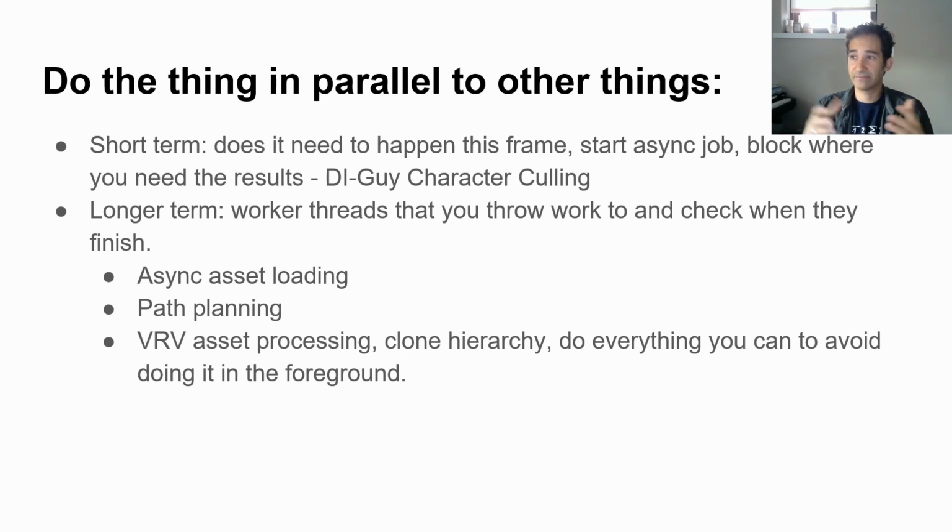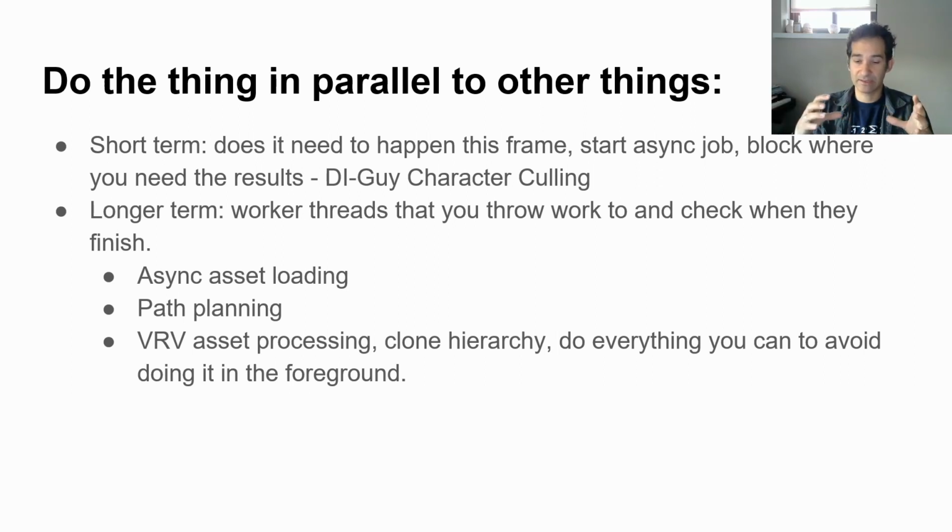So if I have 300 or 3,000 characters and I need to cull them, you could start an asynchronous job. Do that at the same time as you are culling the rest of your scene graph, if you know how the characters are organized. That was something I wound up doing, blocking where I needed the result and effectively getting it for free on a separate core versus doing it inline.